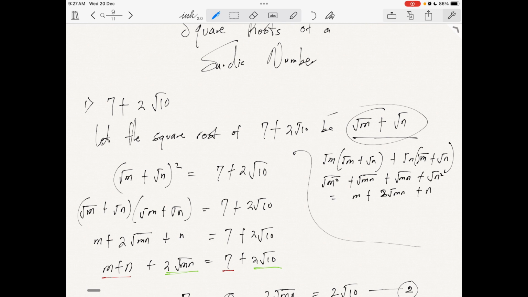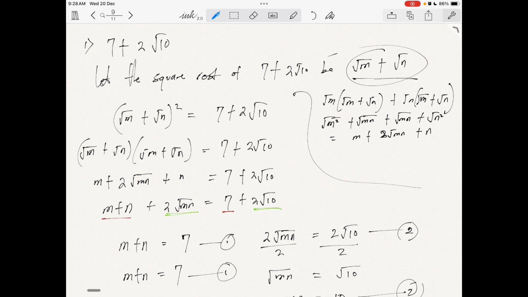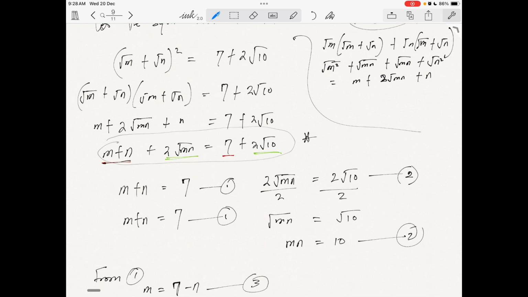So the first thing we did was to give the square root a format. Let's say root m plus root n. That will be the format of the square root, and since that is the square root, we can now square both sides to give us the question itself. When we did that, we arrived here. At this point, we compared the two sides. We took the rational numbers, that's m plus n, and equated it to 7, and we took the irrational part, that's 2 root mn, to be equal to 2 root 10.